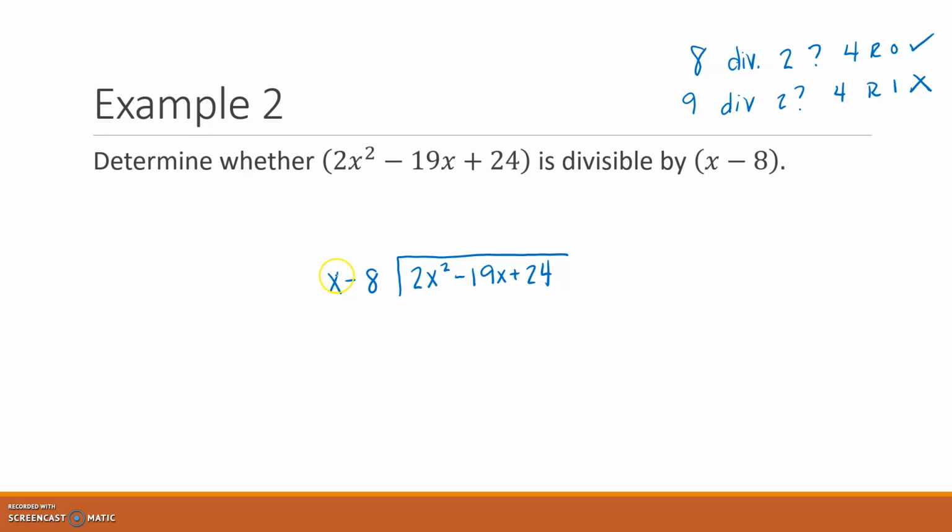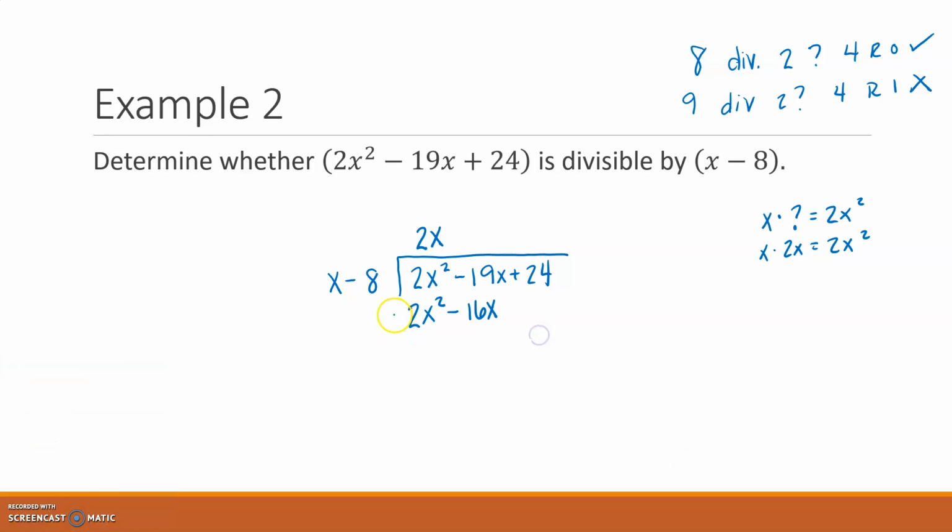All right, so again, looking at x, I'm saying x times what equals 2x squared? Well, I know I need another x. I also need a 2, so if I do x times 2x, that works. I get 2x squared. So I'm putting 2x up here. And then I'm going to multiply it by each of those. 2x times x gave me 2x squared. 2x times negative 8 would be negative 16x.